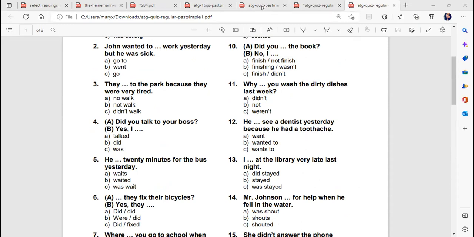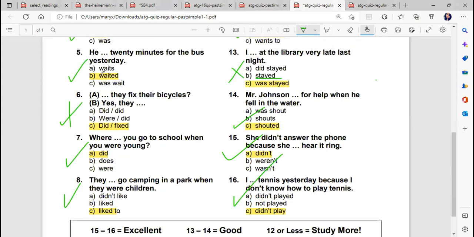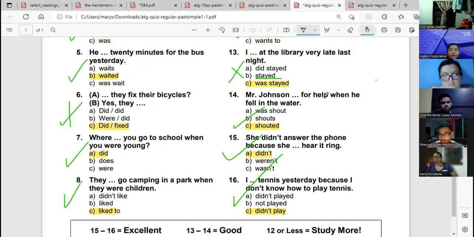Do you understand why these answers are incorrect? Or do you have questions about the answers here? ¿Entienden por qué son así las respuestas? Or do you have questions? If you do, please let me know.